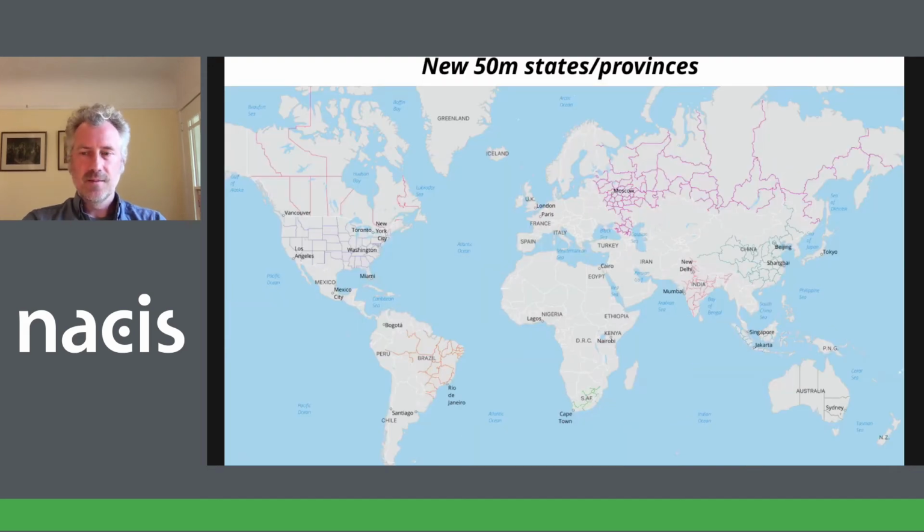Zooming out to 50 million, version 5 adds admin 1 features in China, India, Indonesia, Russia, and South Africa, joining Australia, Canada, Brazil, and the United States. Colored lines are shown, but polygons are also included.